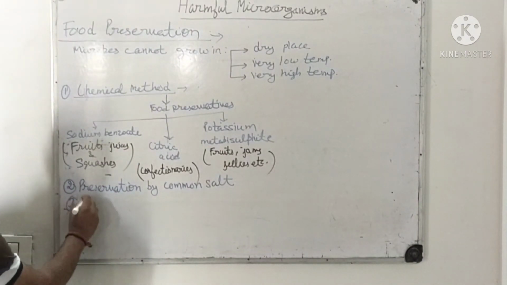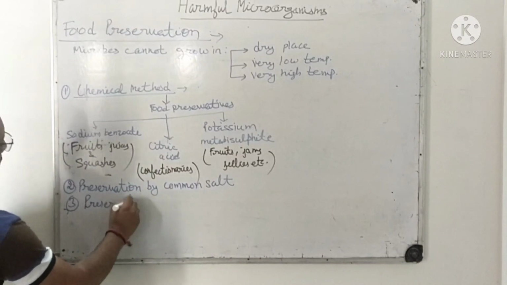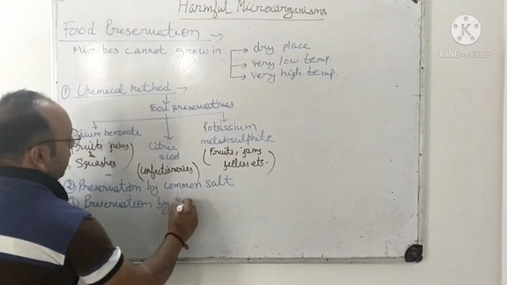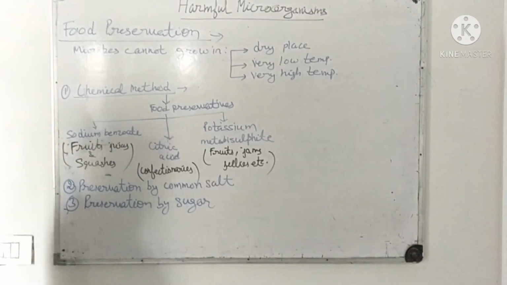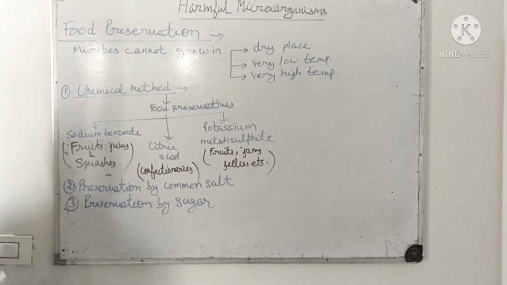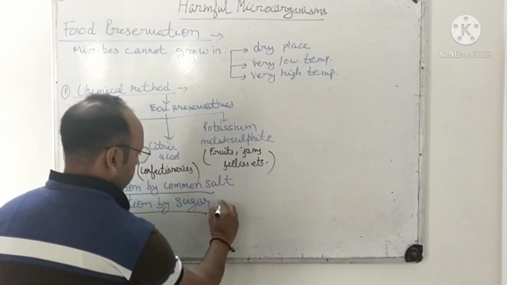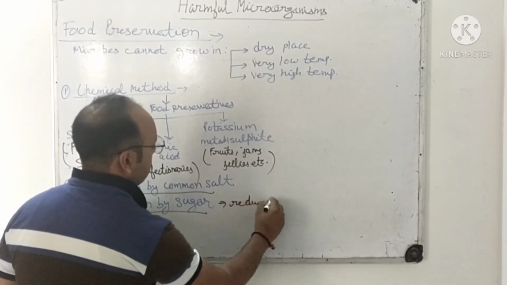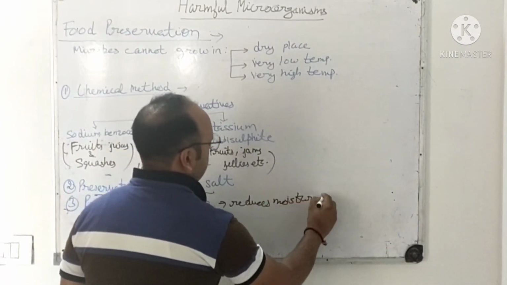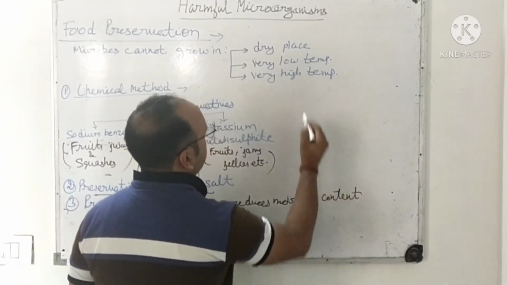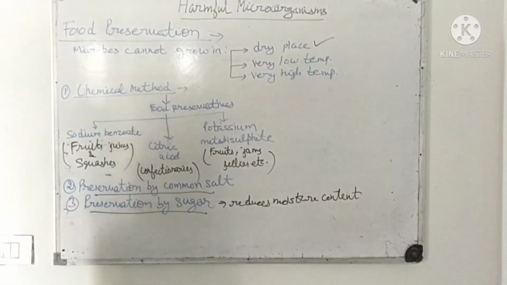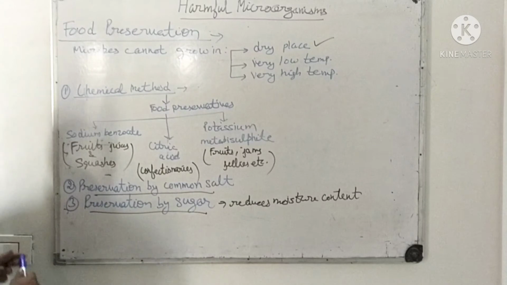Then we have preservation by sugar. Even sugar can be used because it reduces the moisture content. And we know that if the moisture is reduced, the conditions will be dry, and it will not be helpful for the reproduction of these microbes.